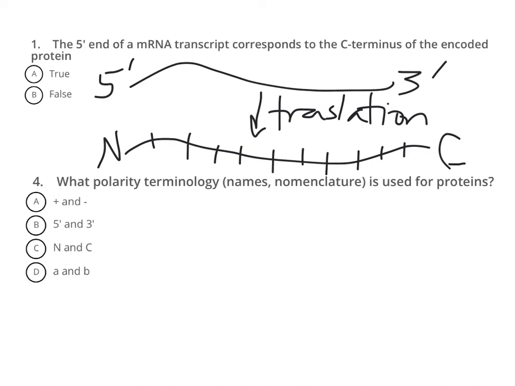Finally, well, I guess we've already touched upon this. Number 4, which of these answers is correct? Which, if any, or multiple? I'll give you a start. It's not 5' and 3'. That's DNA and RNA. So N and C works.